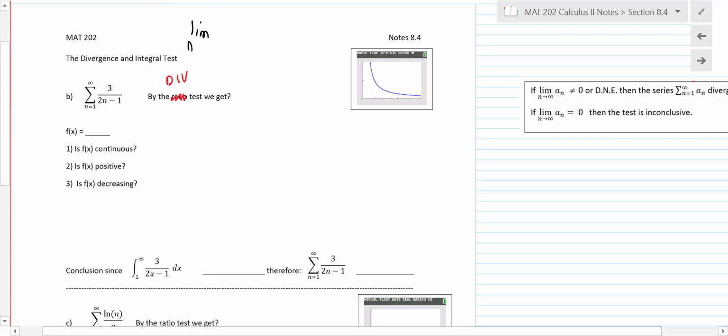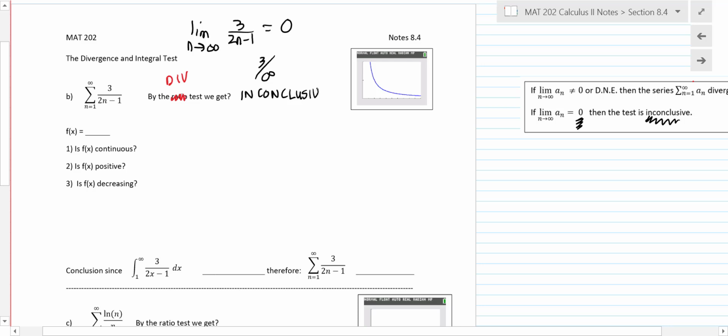Limit as n goes to infinity of 3 over 2n minus 1. A lot of times you just do this in your head. What's the value of that limit? 0. Everybody solid with that? How come? 3 over infinity, right? The denominator is infinite. The numerator is 3. So by the divergence test, remember, if the limit of the sequence is 0, the divergence test is going to tell you that we're inconclusive.